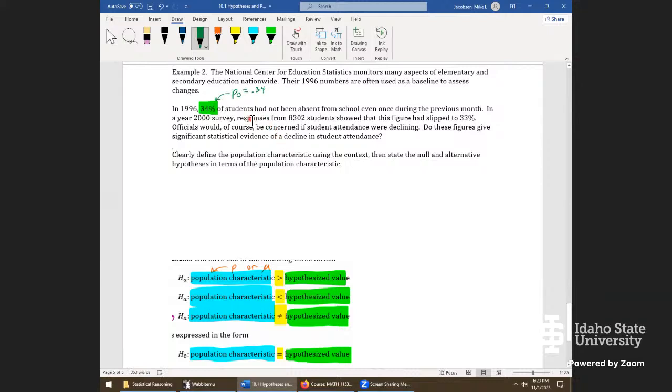Then they go on to say, they did a survey in the year 2000, and they had responses from 8,302 students. Well, that would be a sample size, although we may not need it here on these notes. When we do a full problem, we actually will come back to this question. We will need that information, so it's just good habit to write this down. Sample size N is 8,302 students.